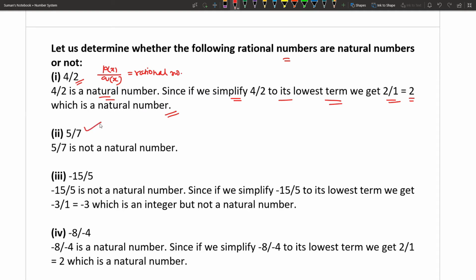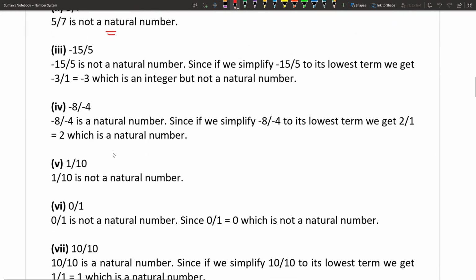Let us suppose 5 by 7. That is not a natural number, but that is a rational number. Minus 15 upon 5 is not a natural number, since if we simplify minus 15 upon 5 to its lowest term, we get minus 3 upon 1, that is minus 3, which is an integer but not a natural number.